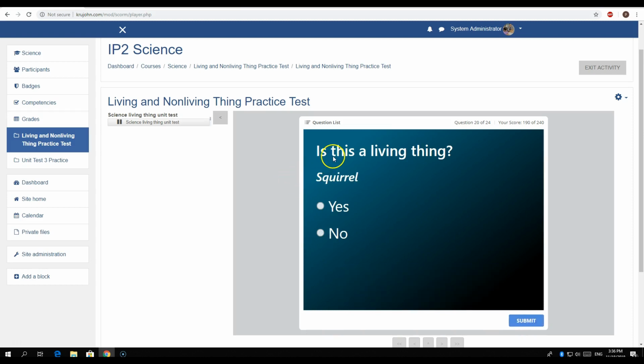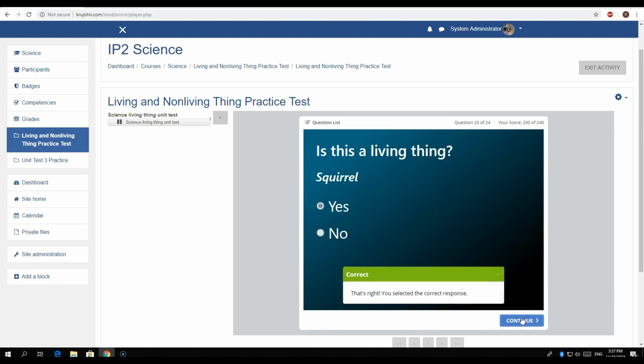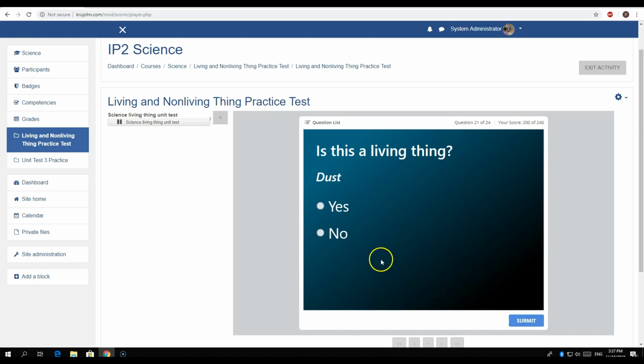A squirrel? Is a squirrel a living thing? Yes, it is. A squirrel is a living thing. Dust. We see dust in the classroom. We looked at it under a microscope. And what did it look like? It looked like a bunch of strings when you got very close to it. It was not a living thing. It's just maybe pieces of your clothing, dead skin, dirt, dust is not a living thing.